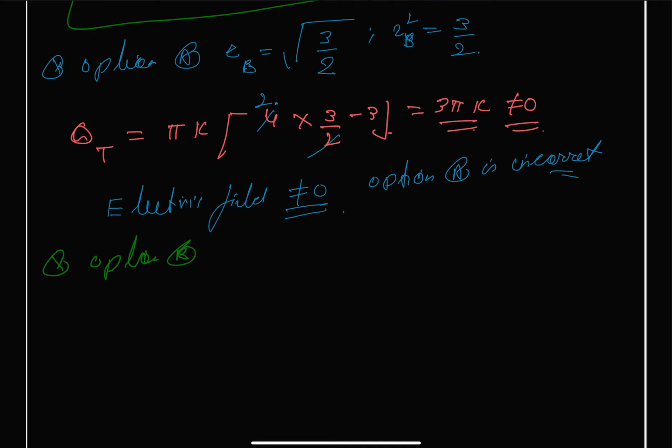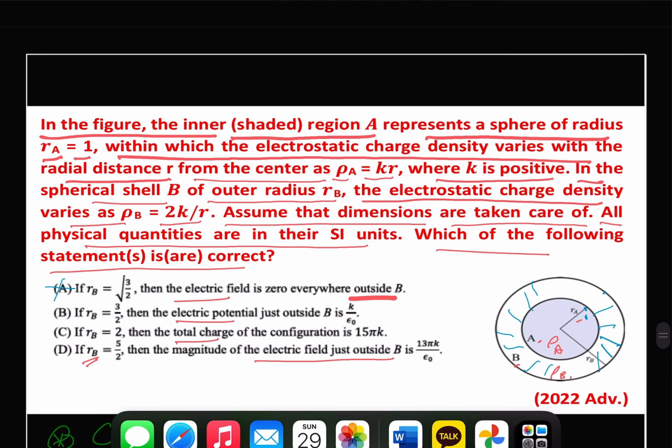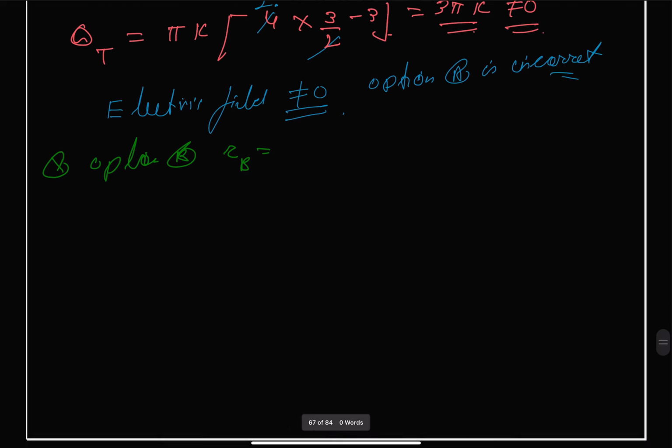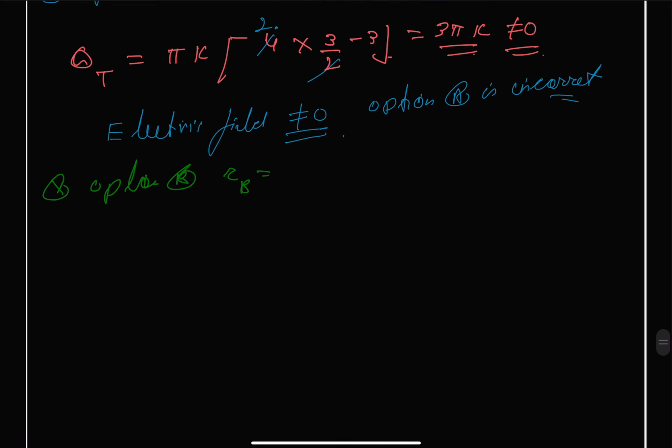Our RB is 3 by 2. So we get our RB square will be equal to 9 by 4. Therefore we can write our total charge Qt will be equal to pi K times (4 times 9 by 4 minus 3). 4 goes by 4, and this comes as 6 pi K.